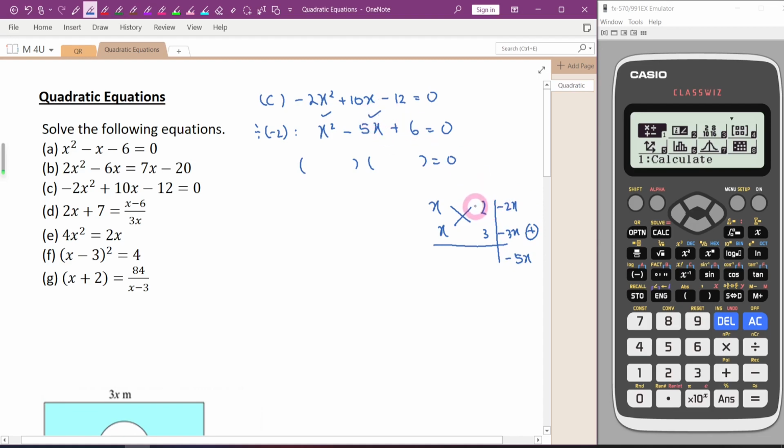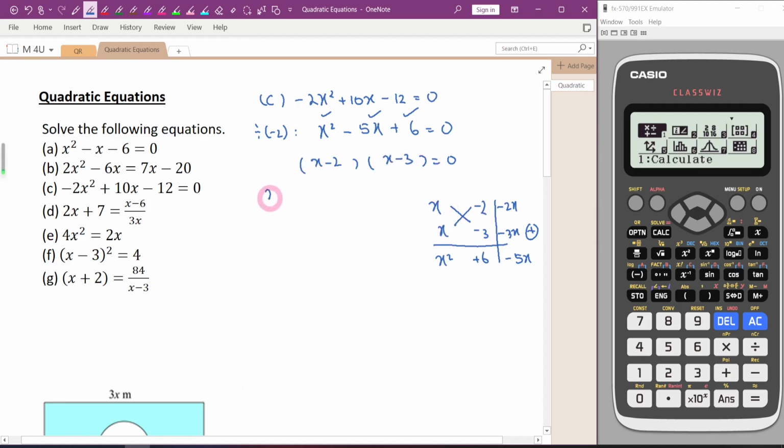Negative copy, negative copy. So x times x, x squared, correct? -2 times -3, this time correct, it will give us positive 6. And these two added together is equal to -5x. Copy this, x minus 2, x minus 3.